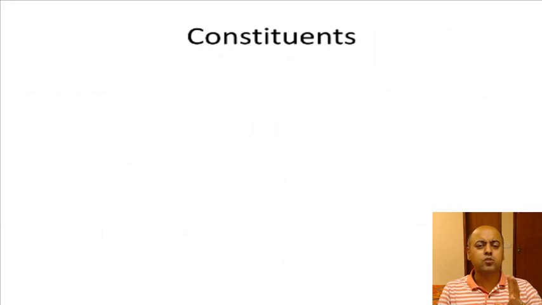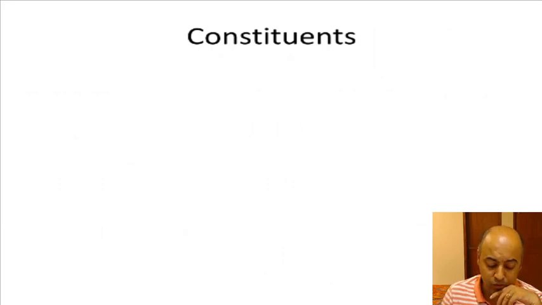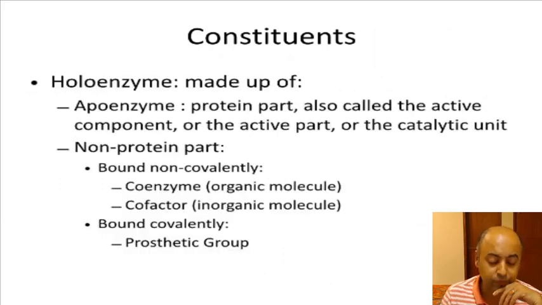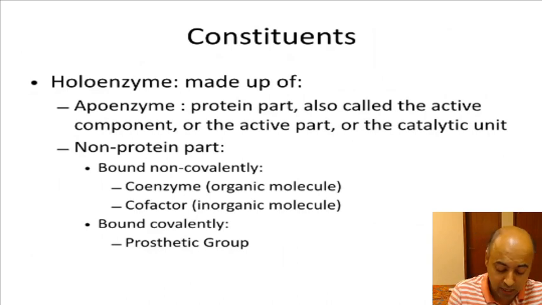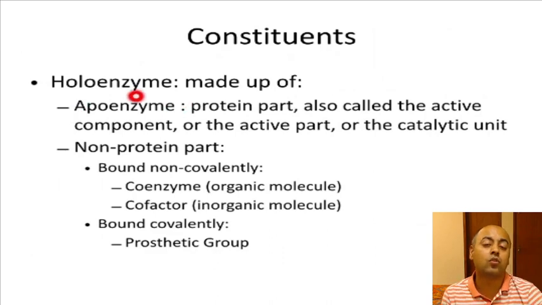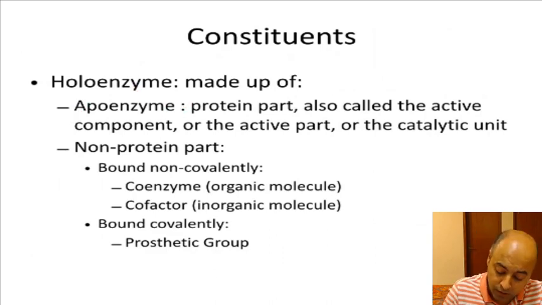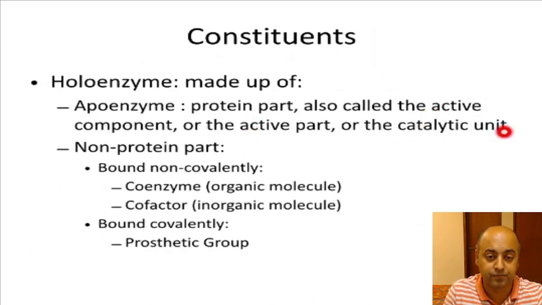So what are the constituents of the enzyme? The completely functional enzyme is known as holoenzyme, right? The completely functional enzyme is called holoenzyme. It is made up of a protein part. We call the protein part as apoenzyme. The protein part is called the apoenzyme. This is the part where the active site is there. This is the catalytic unit.